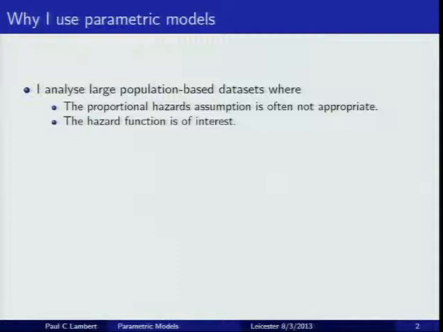Well, a lot of my work is with large population-based data sets, particularly work within Sweden. And we frequently come across cases where the proportional hazards assumption is not appropriate, and we need to think about how to model the time dependence. And I think the hazard function is of interest. For example, we're modeling incidence of disease, where our time scale is age. We're modeling time since diagnosis, mortality since diagnosis, and we're looking at the mortality rate, and we're interested in how this changes as a function of time since diagnosis.